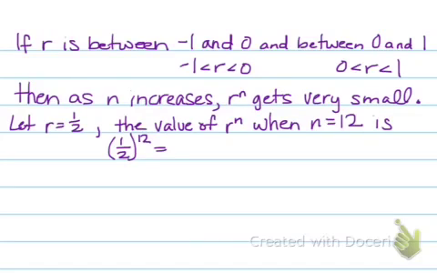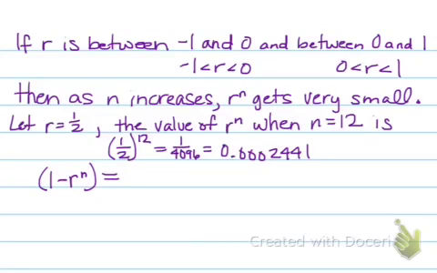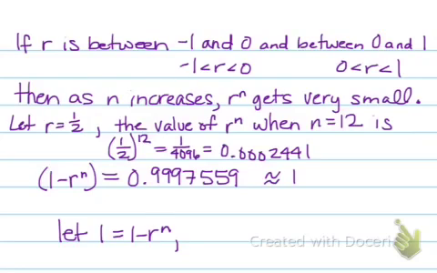So if we have 1/2 to the 12th power, that's the same as 1 over 4096, which gives us a decimal number of 0.00024441, which is very close to 0. So if we do 1 minus r sub n, we find that we get 0.9997559, which is very close to 1. So we are going to assume that if our value of r is in between 0 and 1, or 0 and negative 1, that we will let 1 minus r sub n just equal 1.